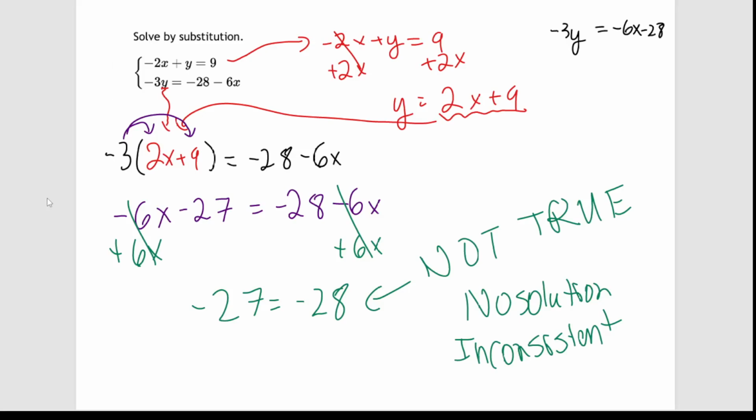I'm first going to just rearrange that -28 minus 6x is the same thing as -6x minus 28. Then I would divide all three terms by -3. So that'd be y is equal to -6 divided by -3 is positive 2x. -28 divided by -3 is going to get us positive 28 thirds, which doesn't simplify nicely, but I know is not actually equal to 9.